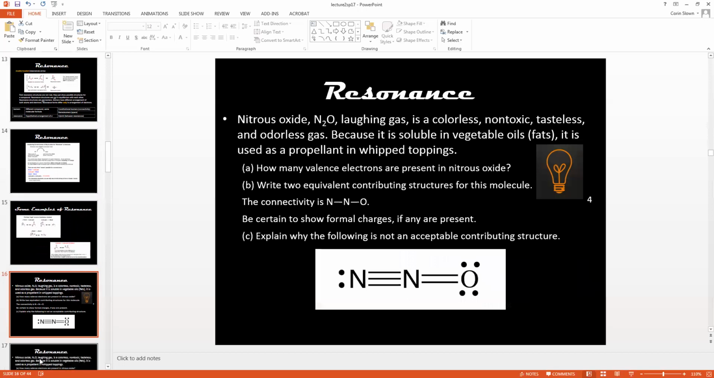So take a moment, think about nitrous oxide. N2O, laughing gas, is a colorless, non-toxic, tasteless, odorless gas. Because it is soluble in vegetable oils and fats, it's used as a propellant in whipped cream. How many valence electrons are present in nitrous oxide? Can you write 2 equivalent contributing structures for this molecule where the connectivity is N bonded to N bonded to O? Be certain to show your formal charges if there are any present, and then think about why the following is not an acceptable contributing structure. Again, if you need to, press pause. Take as much time as you need to think about solving this problem.